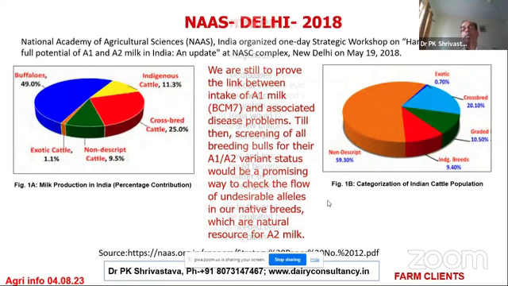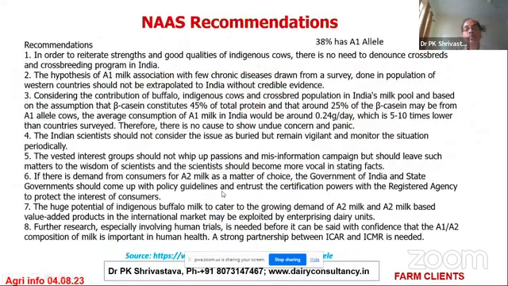Now let us come to the fourth recommendation. Indian scientists should not consider the issue as buried. Don't consider that the A1, A2 issue is buried now and there is nothing to worry. No. Remain vigilant and monitor the situation periodically. It means you have to work on this and find out whether this claim is right or wrong. And what happened as a result in law, that also I'll show you. I'm not going through all the recommendations; the source is available, anybody can take the picture and go and read it.